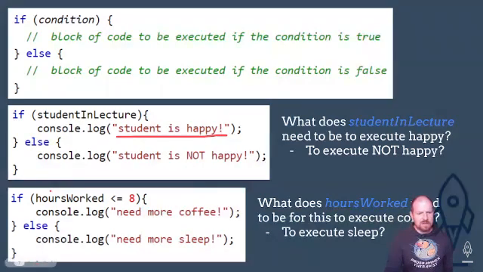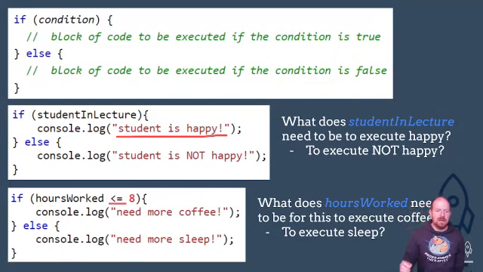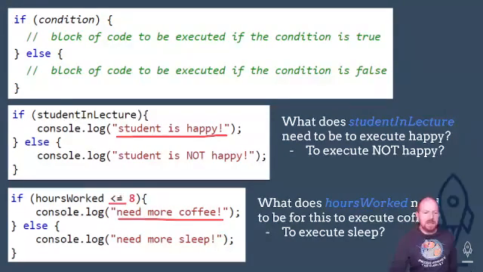But the hours worked, let's do this one, because this one actually has an evaluation part with this less than or equal to. If I typed in any number less than 8, so if I typed in -2, this need more coffee would run. But if I typed in 9 or 10, then it would do this else.